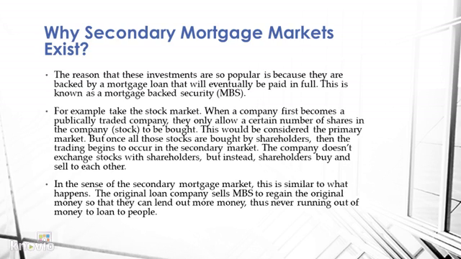For example, take the stock market, which a lot of us are familiar with. When a company first becomes a publicly traded company, they only allow a certain number of shares in the company to be bought, also known as stock. This would be considered the primary market, when the company sells to the public. But once those stocks are bought by investors or shareholders, then the trading begins to occur in the secondary market. The company doesn't exchange stocks with shareholders; instead, investors buy and sell to each other. So it doesn't affect the company or the amount of stocks in the company, but the secondary market allows for trading between individual investors. In the sense of the secondary mortgage market, this is similar to what happens.